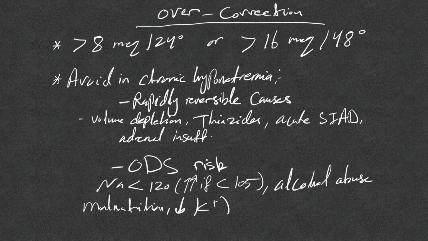Remember, volume depletion, thiazides, acute SIADH, and adrenal insufficiency, or those with osmotic demyelination syndrome risk, sodium less than 120, severe hyponatremia. The risk is much higher if sodium is less than 105, alcohol abuse, malnutrition, hypokalemia, unless severe liver disease and diabetes insipidus, 120 to 129, you need to worry about that. This is very important and will relieve a lot of confusion and headache when you treat these patients.